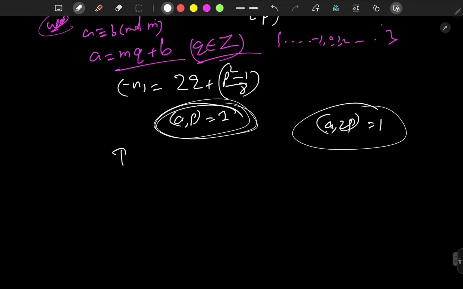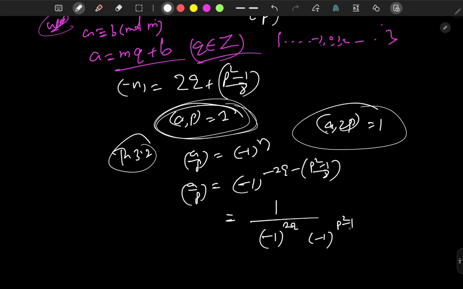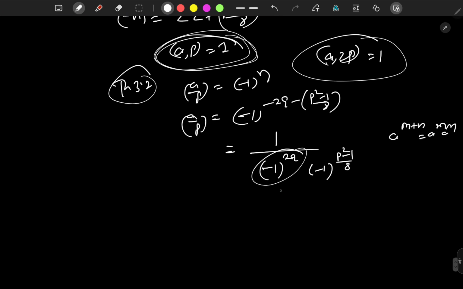Okay, so finally according to the lemma of Gauss, I can say that (a/p) = (-1)^n. Now substitute the value of n: (a/p) = (-1)^(minus 2 minus (p² - 1)/8). So that is (-1)^(2³) times (-1)^((p² - 1)/8). We know that a^(m+n) = a^m · a^n. So this value is what? (-1)² whole to the power q equals 1, and the other value equals (-1)^((p² - 1)/8).